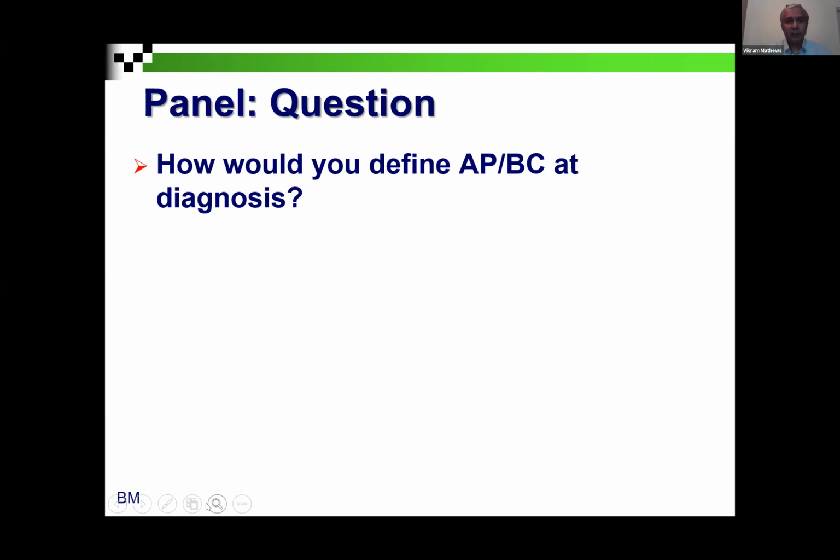To Dr. Bharati Malhotra, how would you define accelerated phase and blast crisis at diagnosis? Is Bharati there? Yeah, I'm there. Can you hear me? Yes, we can hear you. Different organizations have their different classifications, like European. I'll put it up here. It's mainly for education. You can walk us through that. Okay. Yeah.